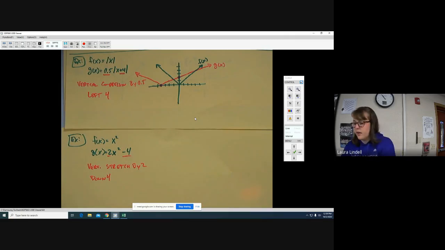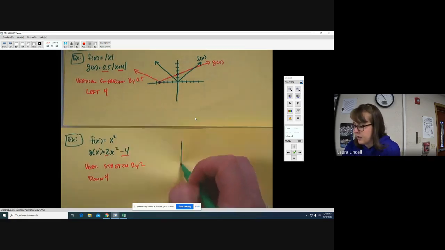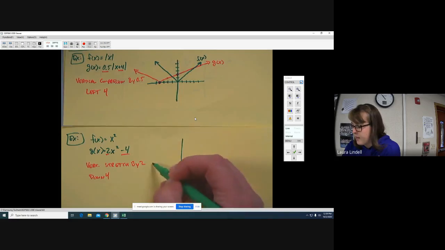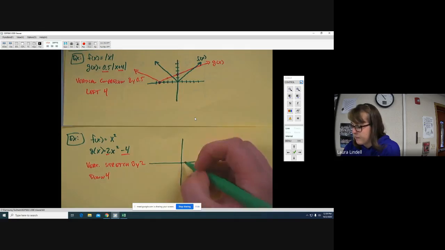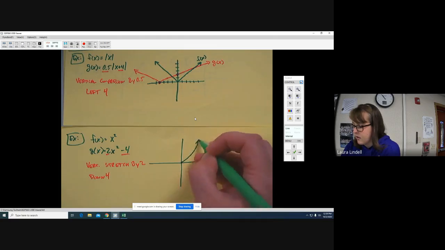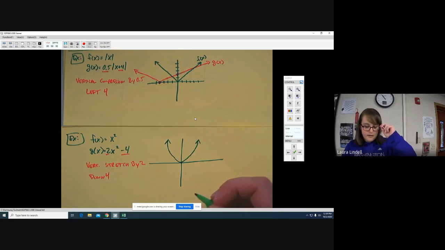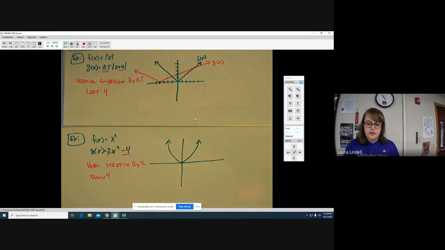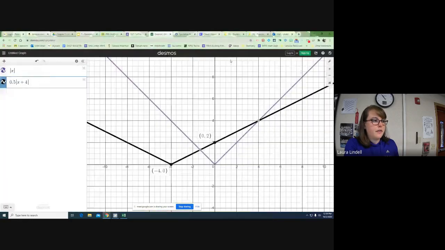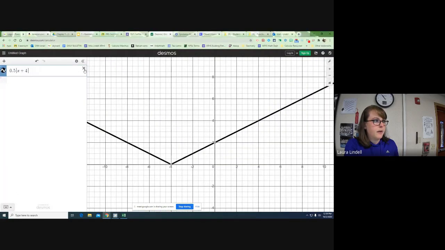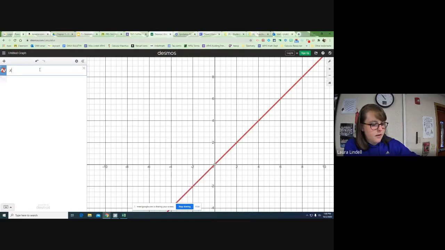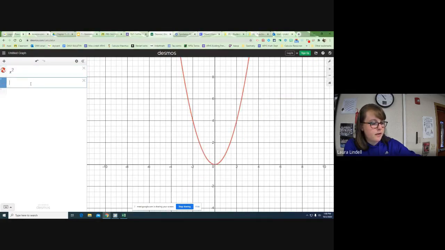So we can graph this with Desmos. We can graph this without Desmos. Either way. Regular x squared would look something like that. We'll go ahead and use Desmos to graph these if we want. Let's go, so make it a little bit quicker. x squared, and then we had 2x squared minus 4.